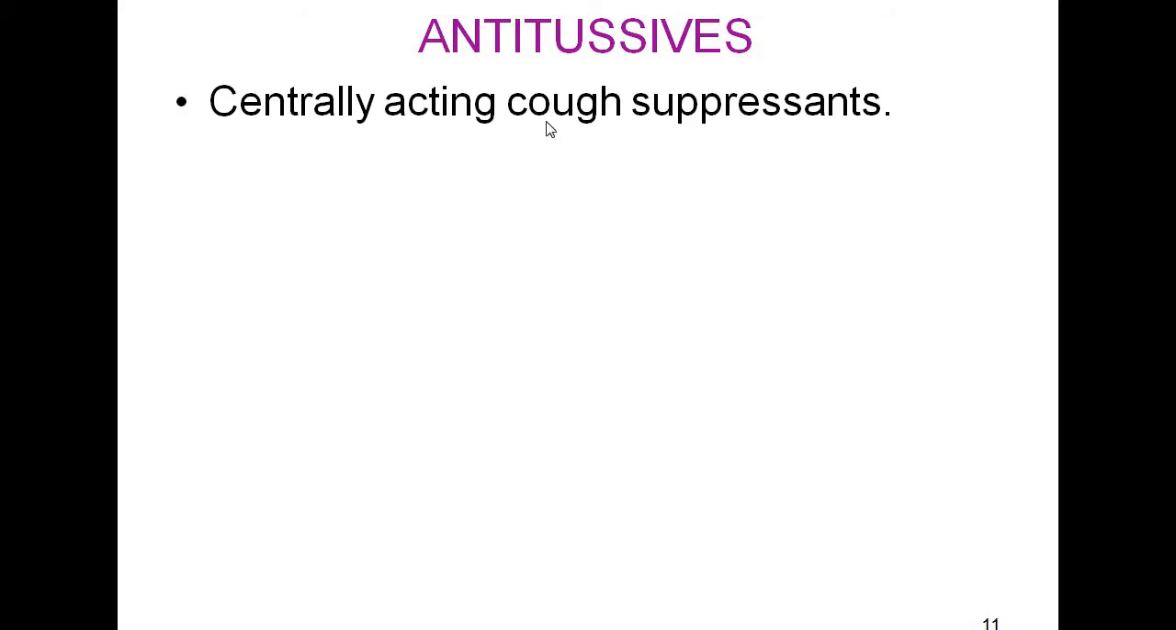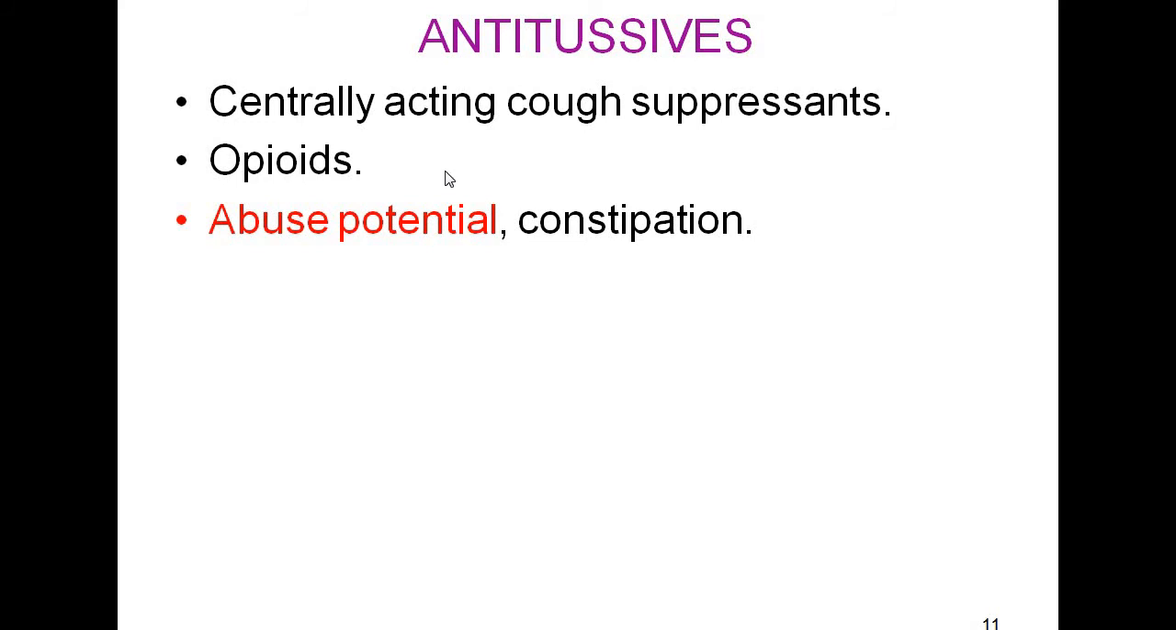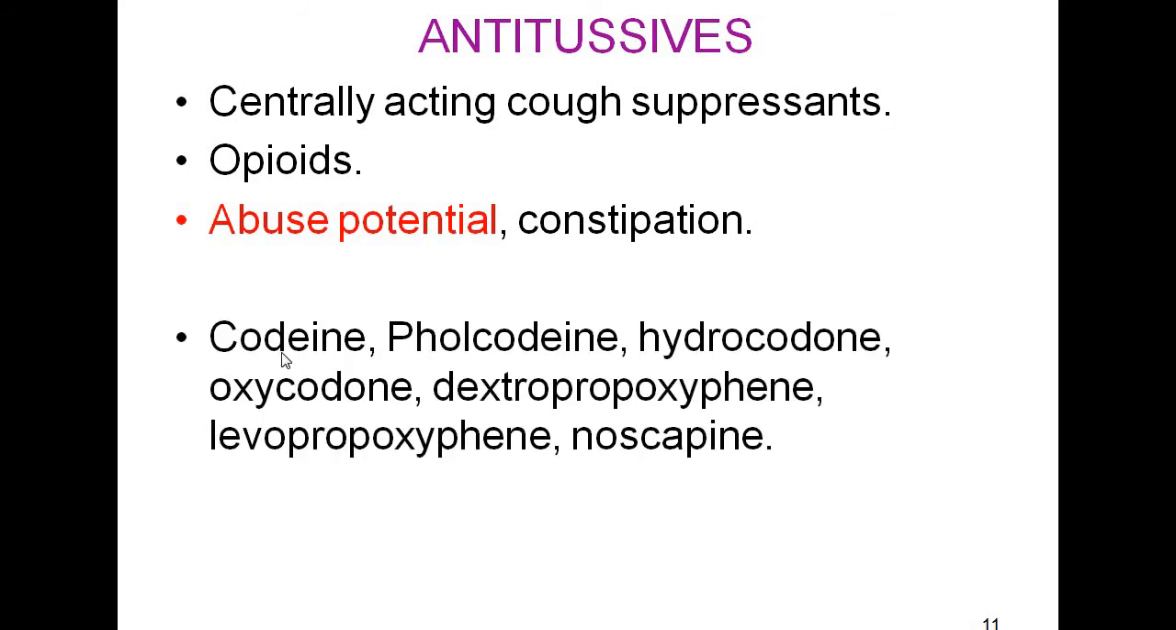Antitussives are drugs which suppress cough, and they act centrally in the brain. They act on the cough center and suppress cough. The opioids have this property of suppressing cough centrally. The major problems associated with the opioid antitussives are abuse potential and constipation. Commonly used opioids as antitussives include codeine, pholcodine, hydrocodone, oxycodone, dextropropoxyphene, levopropoxyphene, and noscapine.